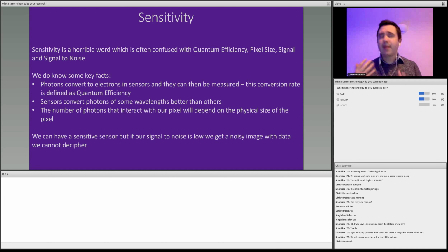But the one thing that is always true is that if I turn around to someone and say, would you like a camera with more sensitivity? They'll always say yes, but that doesn't necessarily ring true. You don't know which bit is required.